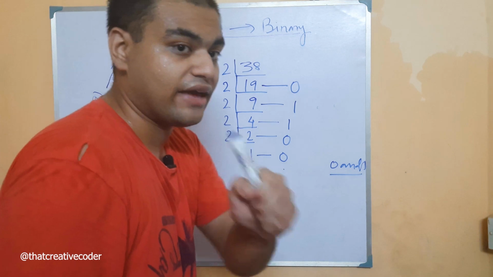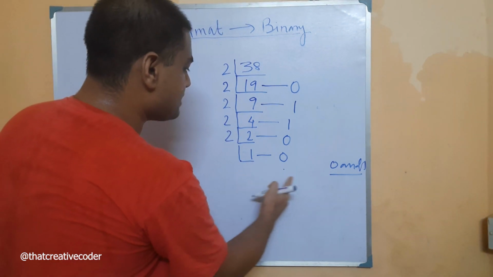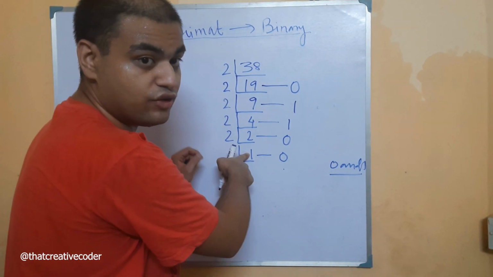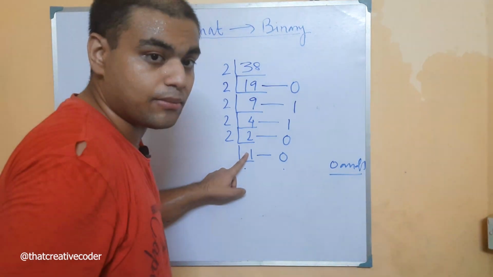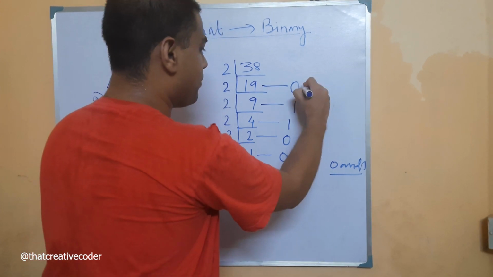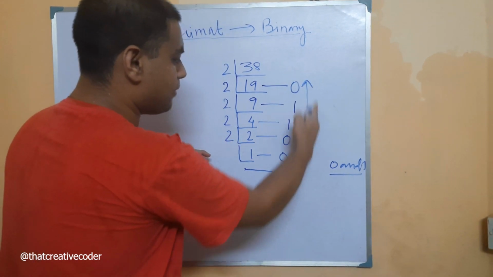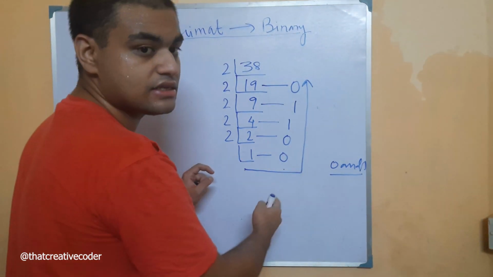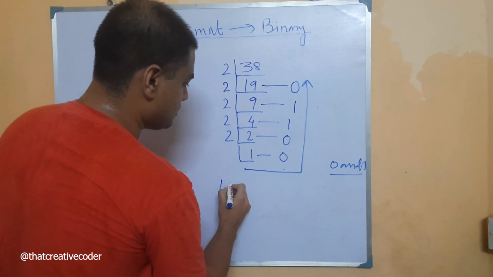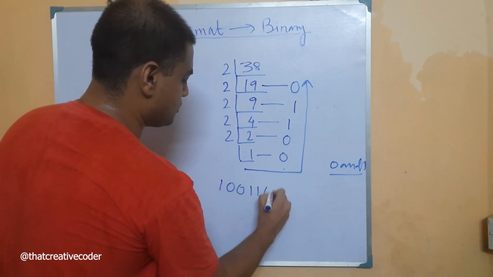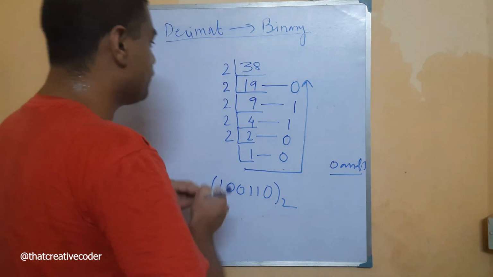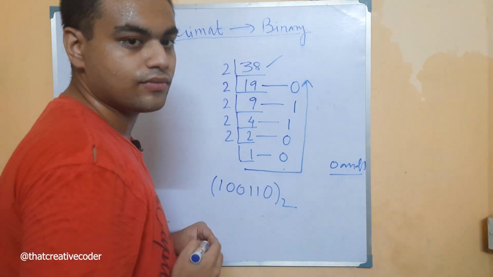Now what we will do, look carefully. We will take all these numbers from bottom to up. We cannot ignore this number; we also have to take this 1. So we will take all the numbers from bottom to up and write them in this sequence, right? So it's 1 0 0 1 1 0, and this is the binary equivalent of 38. Did you get my point?